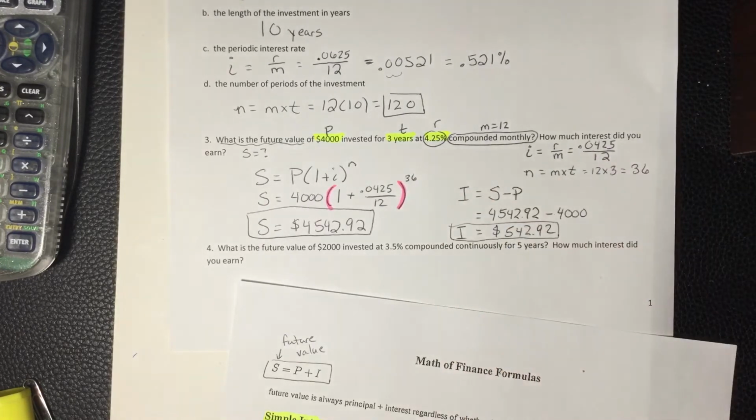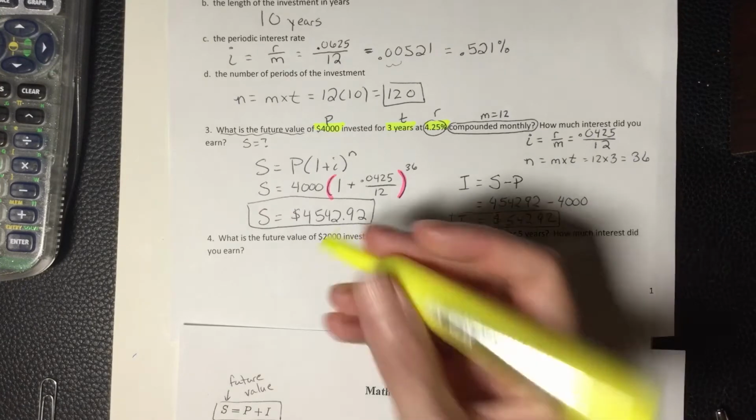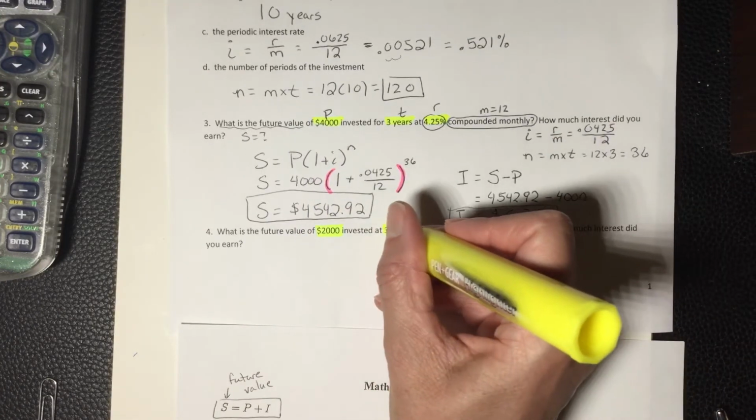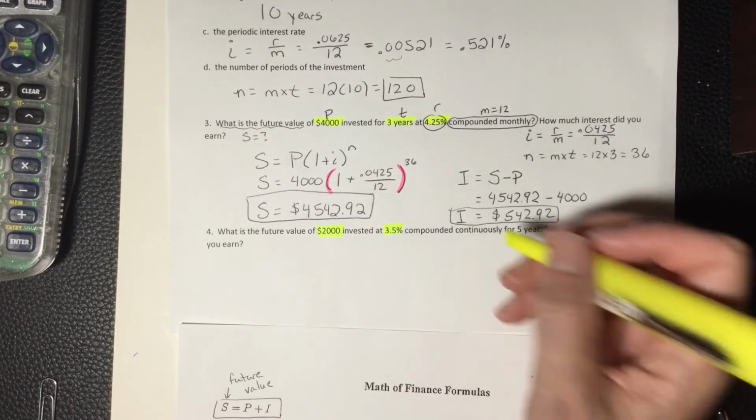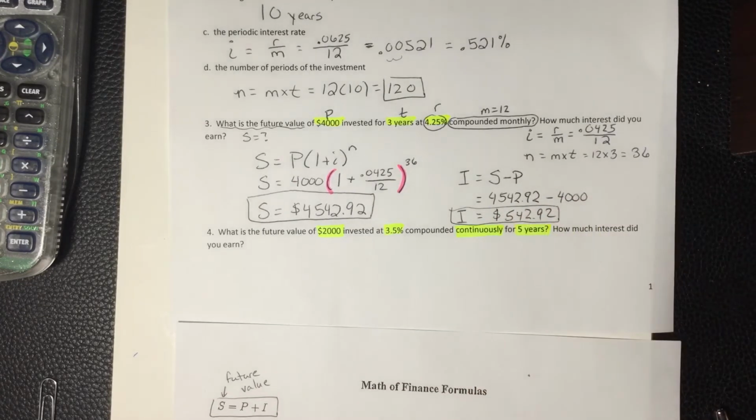All right, so now let's look at number 4. Number 4 says, what is the future value of $2,000 invested at 3.5% compounded continuously for 5 years? How much interest did you earn?